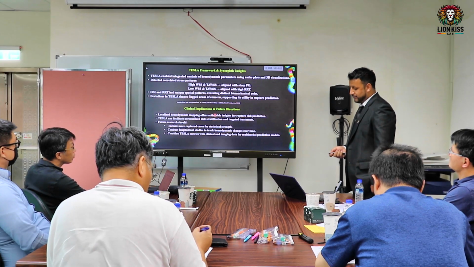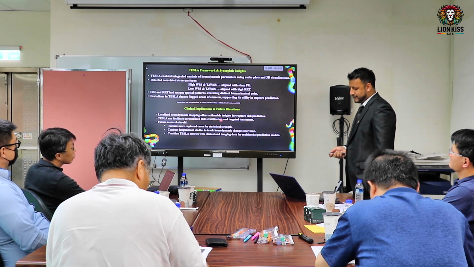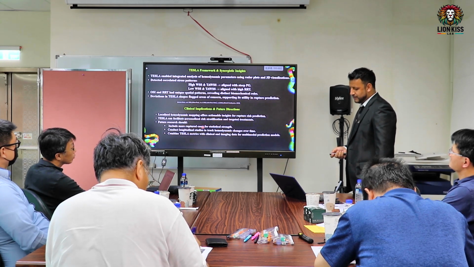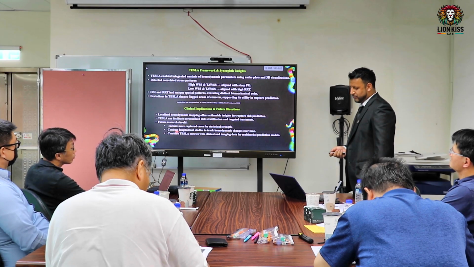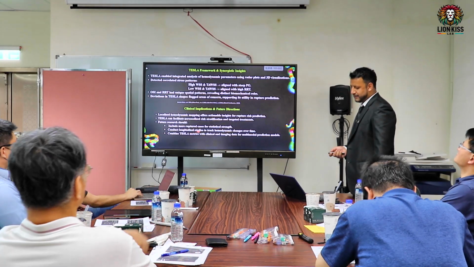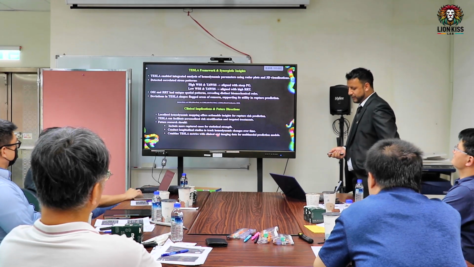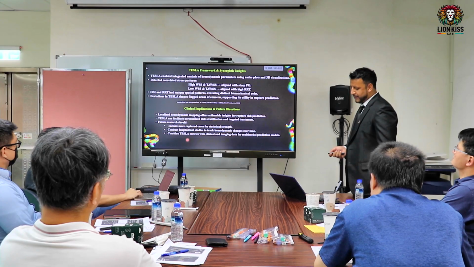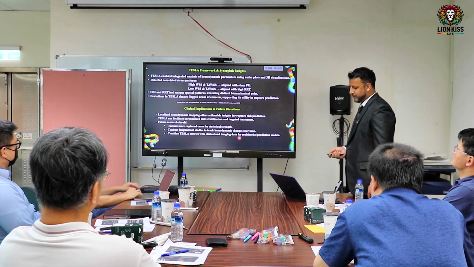Clinical implication and future direction. Localized hemodynamic mapping offers actionable insight for rupture risk prediction. Tesla can facilitate personalized risk stratification and targeted treatment. Future research includes more rupture cases for statistical strength, conducting longitudinal studies to track hemodynamic change over time, and combining Tesla metrics with clinical and image data for a multimodal prediction model.